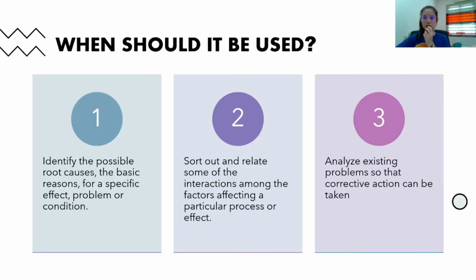When should a cause and effect diagram be used? The first is when we need to identify the possible root causes, the basic reasons for a specific effect, problem, or condition. It can also be used when we need to sort out and relate some of the interactions among the factors affecting a particular process or effect. The third is when we need to analyze existing problems so that corrective action can be taken.